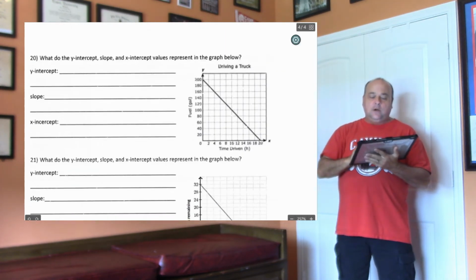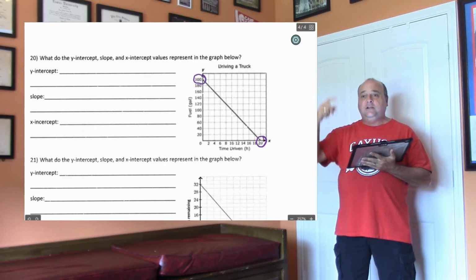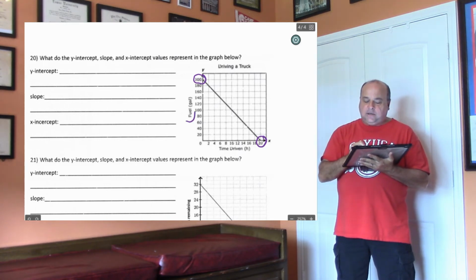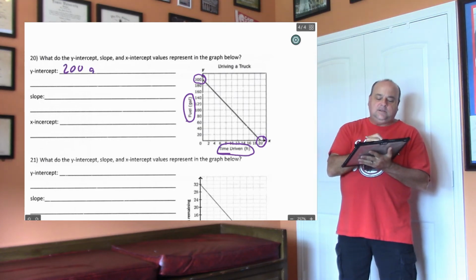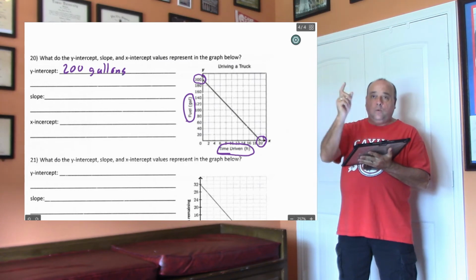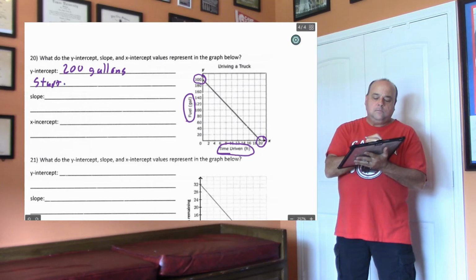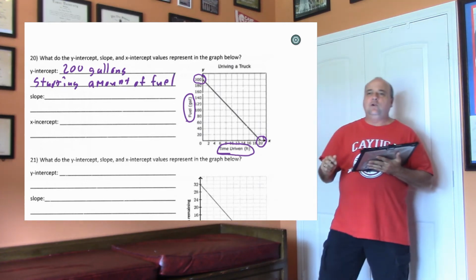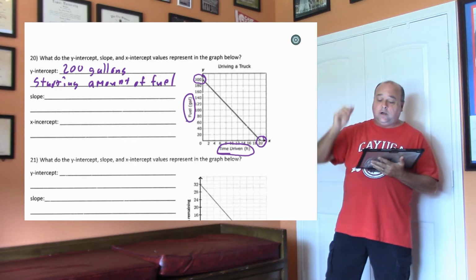Okay, on number 20, let's write down all this information. We need to write down the y-intercept, the x-intercept, and get our slope. So the y-intercept is 200, and it's gallons, right? We need to make sure we know this. So the y-intercept is 200 gallons, and it represents the starting amount of fuel, okay? So it's the initial amount of whatever you got. That's what the y-intercept is. So when this truck driver starts driving, he has 200 gallons of fuel.